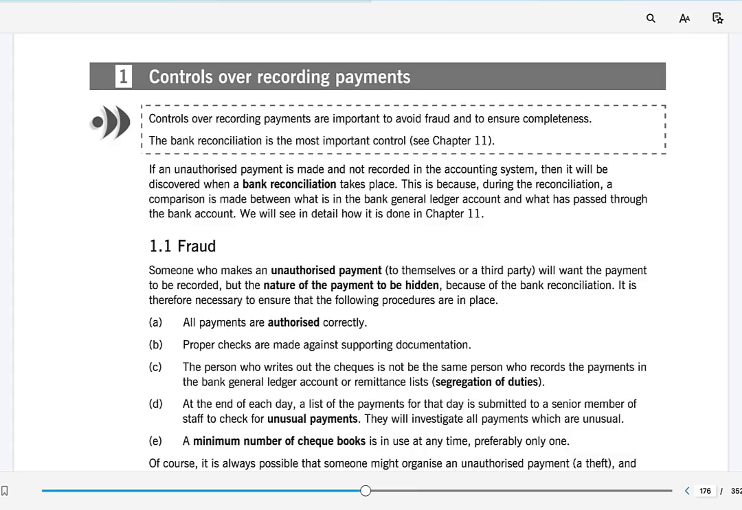A very important control idea, separation of duties. One major control principle is called segregation of duties. This means different people do different parts of the work.